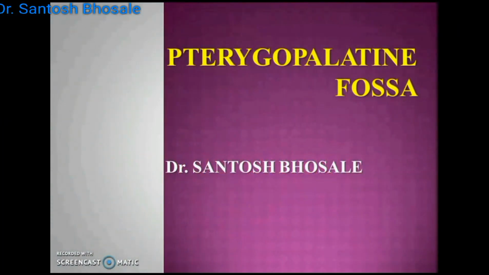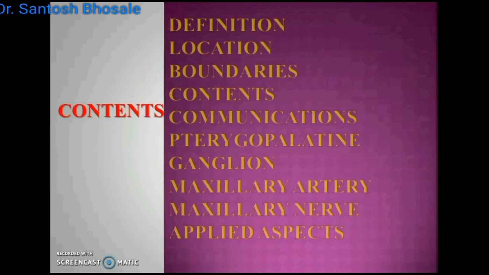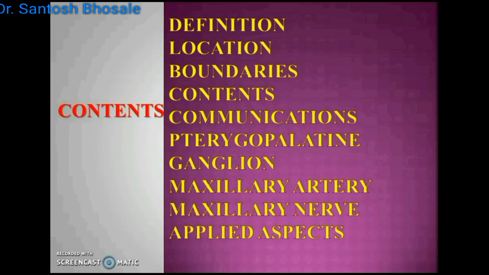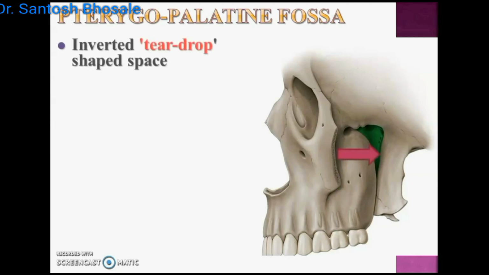Today we'll discuss the anatomy of the pterygopalatine fossa. It's a fossa which is in communication with the infratemporal fossa, which we discussed in the earlier video, and we'll discuss it under the following headings. First we'll see the definition, where it is located, its boundaries, contents, and to which structures it communicates. Coming to the contents in detail: the pterygopalatine ganglion, maxillary artery, maxillary nerve, and applied aspects.